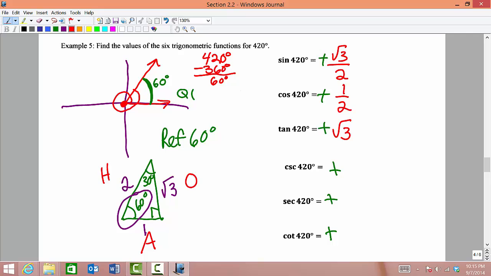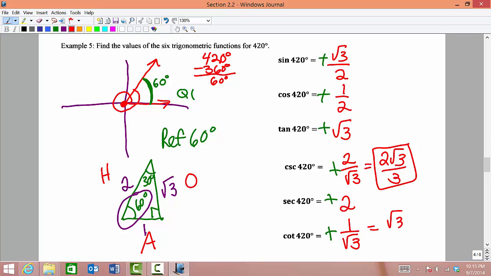And then we can use our reciprocal relationships. When I flip sine, we get 2 divided by the square root of 3, which when we rationalize, we get 2 square root of 3 divided by 3. Secant is the reciprocal of cosine, so I get 2. Cotangent, the reciprocal of tangent, so that will be square root of 3 flipped, so that would be 1 divided by the square root of 3, and when I rationalize, square root of 3 divided by 3.